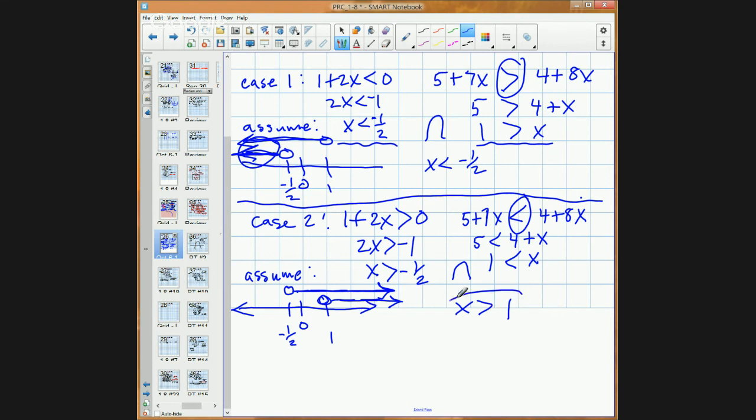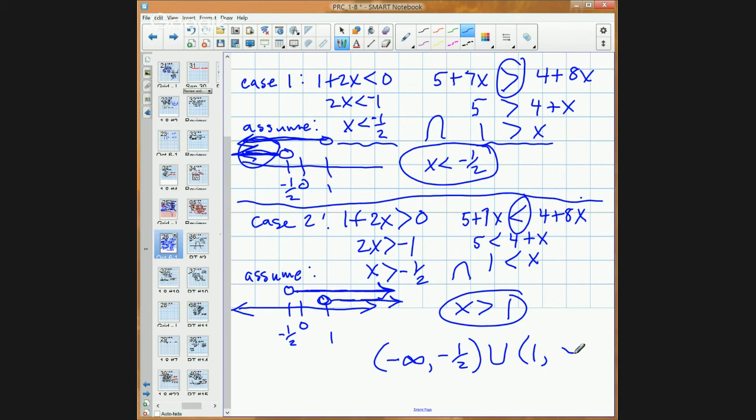So here's the answer to part 2. So we got our answer from part 1 and our answer from part 2. Just put those together and you've got your final result. So everything less than negative 1/2. So let's write that like this. Negative infinity to negative 1/2. No equal sign. And that's joined together with everything bigger than 1. And I'm using interval notation. You could have used a graph too. I mean, the graphical answer looks like this.